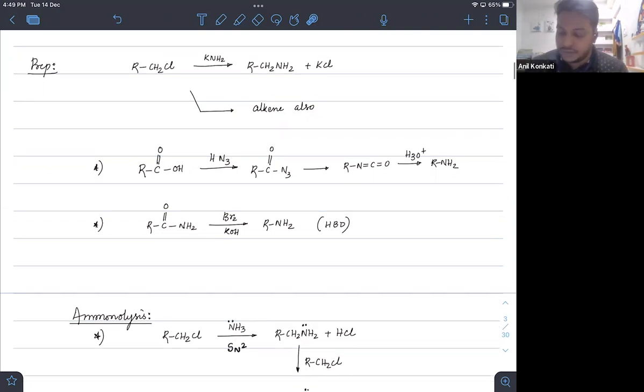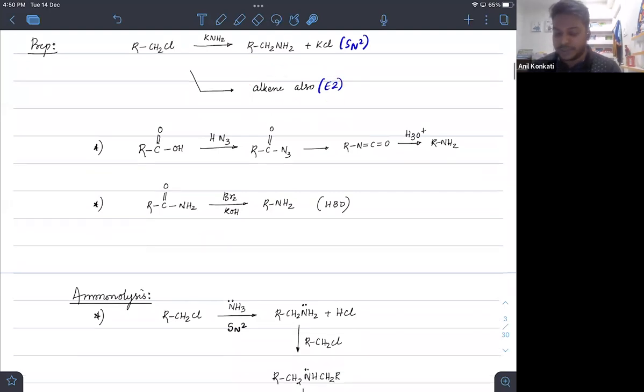So usually sodamide or potassium amide is a very strong base. It would go for E2 mechanisms. But if it is at the least crowded, primary position, it can go via the SN2 mechanism and give a substituted product. So that is one way we can get it. Otherwise, if there is even a bit of alpha or beta hydrogen present, we can expect that to give the E2 product as an alkene. So this is the first method of preparation.